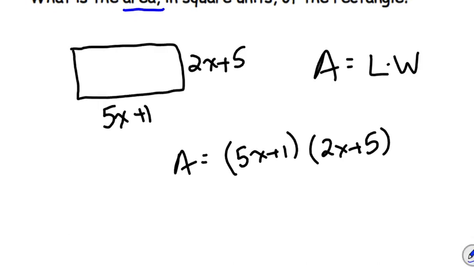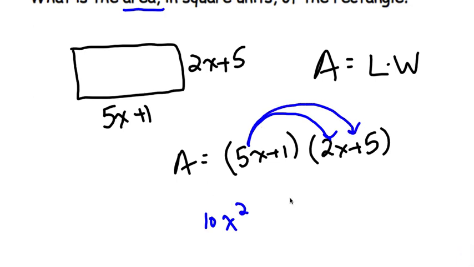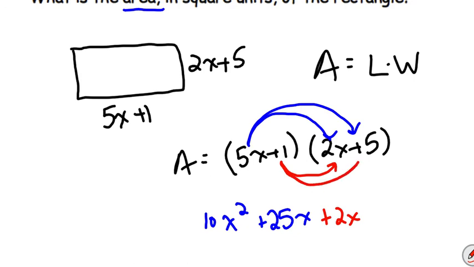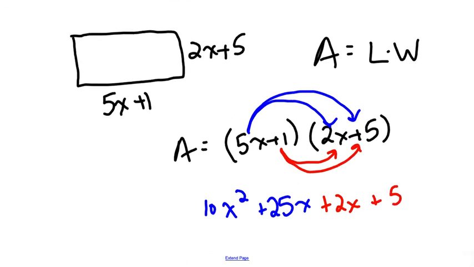So I'm doing the exact same thing, I just had to set up the problem, and they weren't setting it up for me. 5x times 2x is 10x squared. 5x times 5 gives me a plus 25x. Now I'm going to distribute the 1 through, so 1 times 2x is plus 2x. I like distributing 1s because it doesn't change anything. 1 times 5 is 5. Right? 1 times anything is just itself.